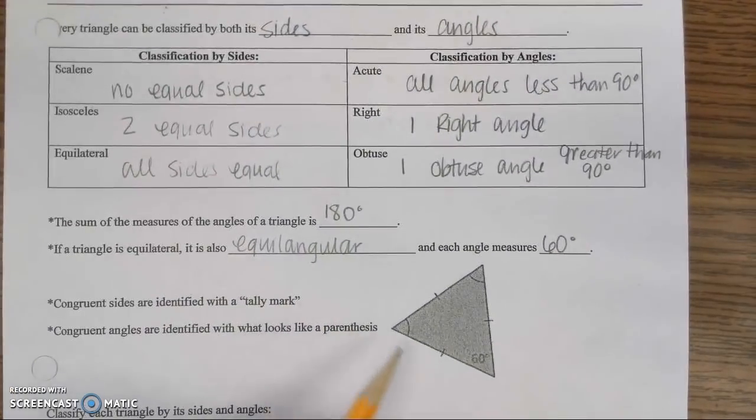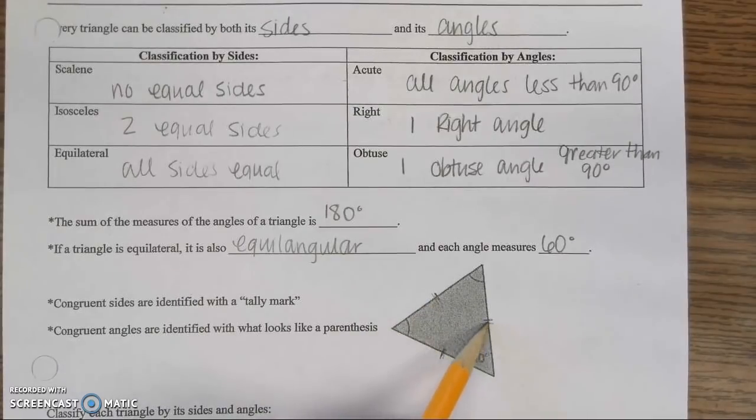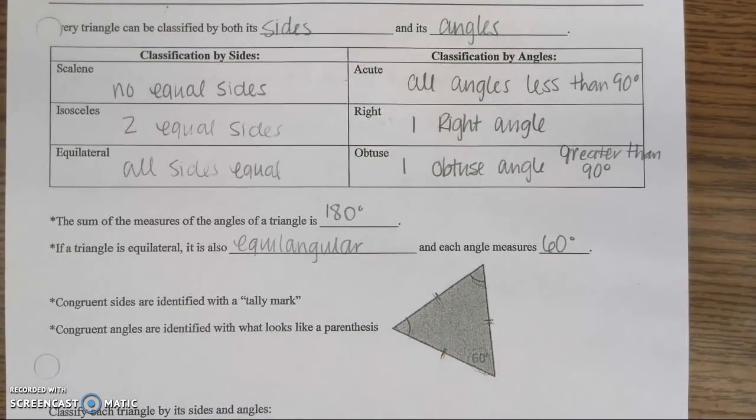We can see that the congruent sides are noted by these little tally marks. So we have three congruent sides. And then we have a 60-degree angle, and these little parentheses just show that that is congruent to 60 degrees as well.